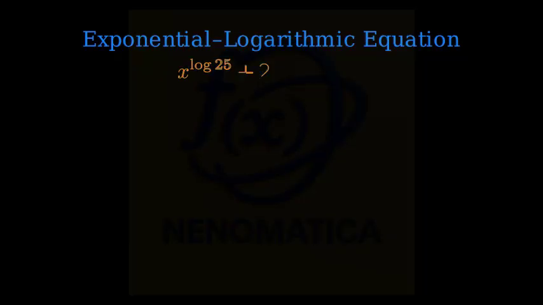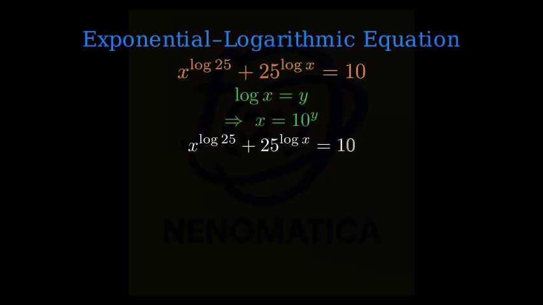In this example, we will solve the exponential logarithmic equation step by step, exactly following the sequence shown in the provided solution. Step 1. Introduce the substitution. Log of x equals y, which implies that x equals 10 to the power y. Step 2. Restate the original equation and substitute x equals 10 to the y. X to the log 25 plus 25 to the log x equals 10. This becomes left parenthesis 10 to the y right parenthesis to the log 25 plus 25 to the y equals 10.